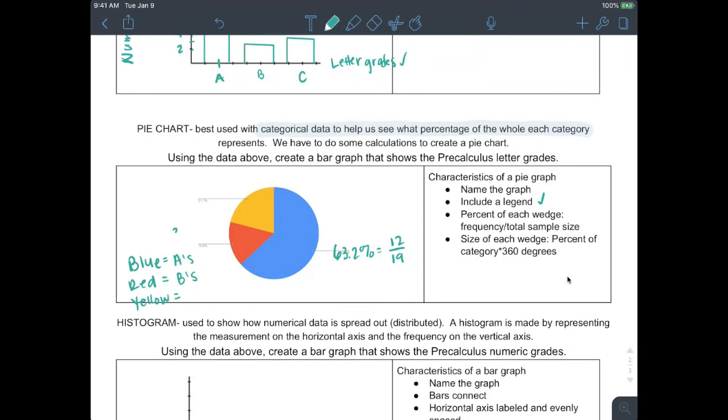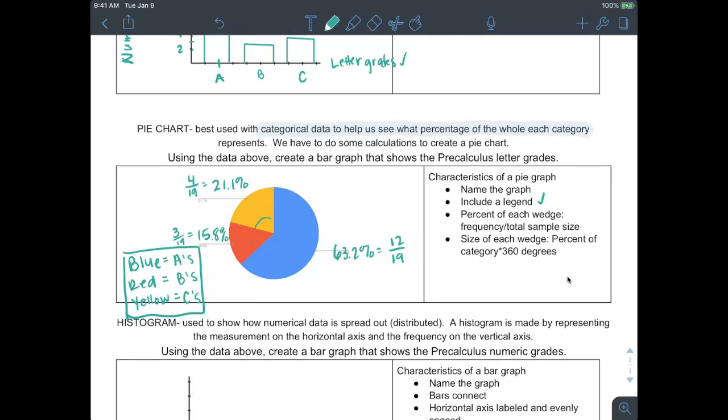So how many B's did we have? We had 3. And we are going to divide that by 19 to give us 15.8%. The yellow is a little bit bigger here than the B's. So we know that's going to be the C's. They have 4 out of 19, which is 21.1%. So we want to label each section clearly. You can do that on the graph or in the legend.